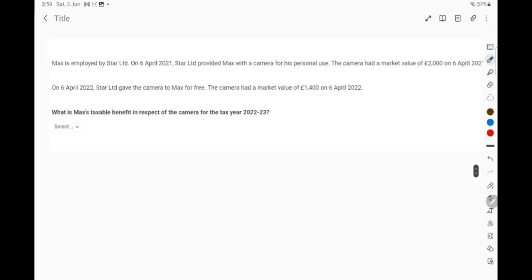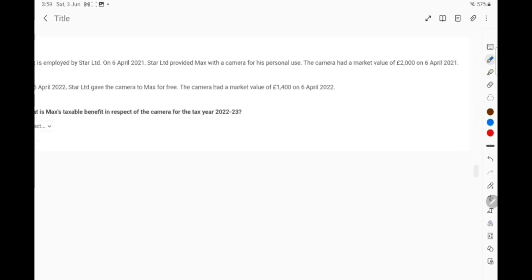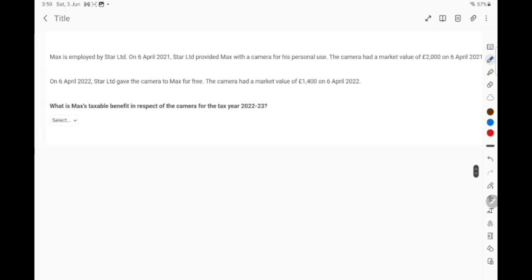Max is employed by Star Limited on 6th April 21. Star Limited provided Max with a camera for his personal use. The camera had a market value of 2000 on 6th April 21. On 6th April 22, Star gave the camera to Max for free. The camera had a market value of 1400 on 6th April 22. What is Max's taxable benefit in respect of the camera for the tax year 22-23?